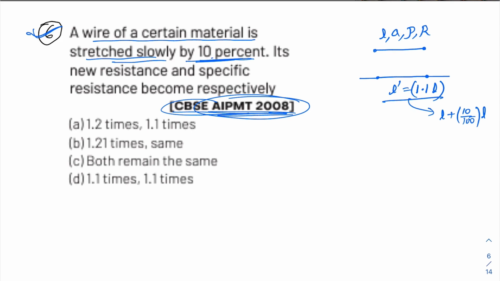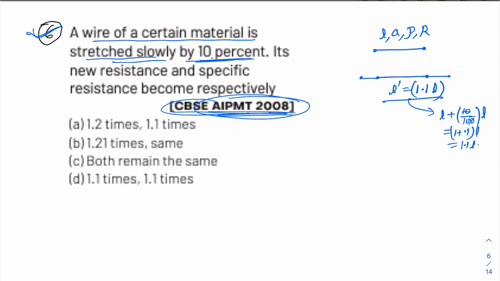10% of what? L. So it will be 10 by 100, so it will be 0.1. So 1 plus 0.1 into L, so it will be 1.1 L. Okay. Now this is your new length, that is L dash equal to 1.1 L.